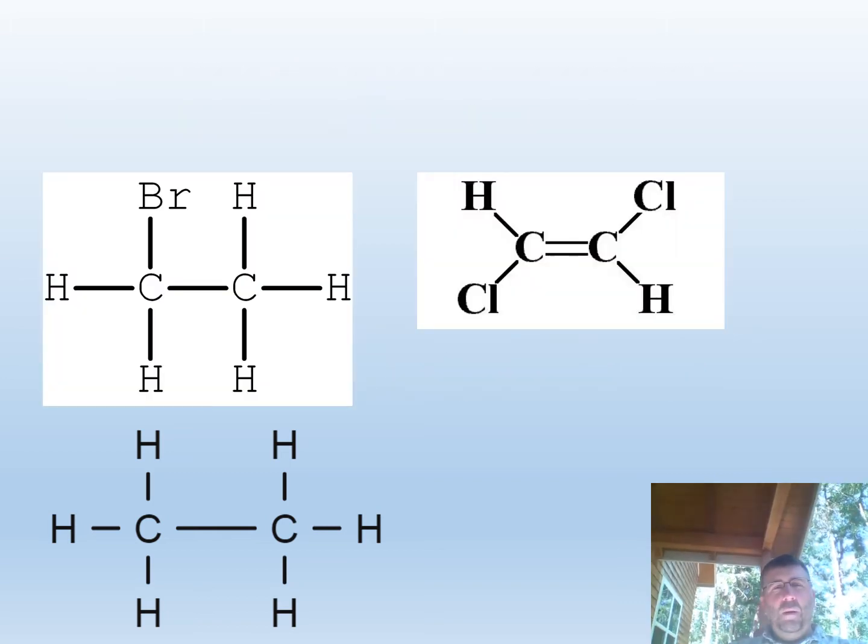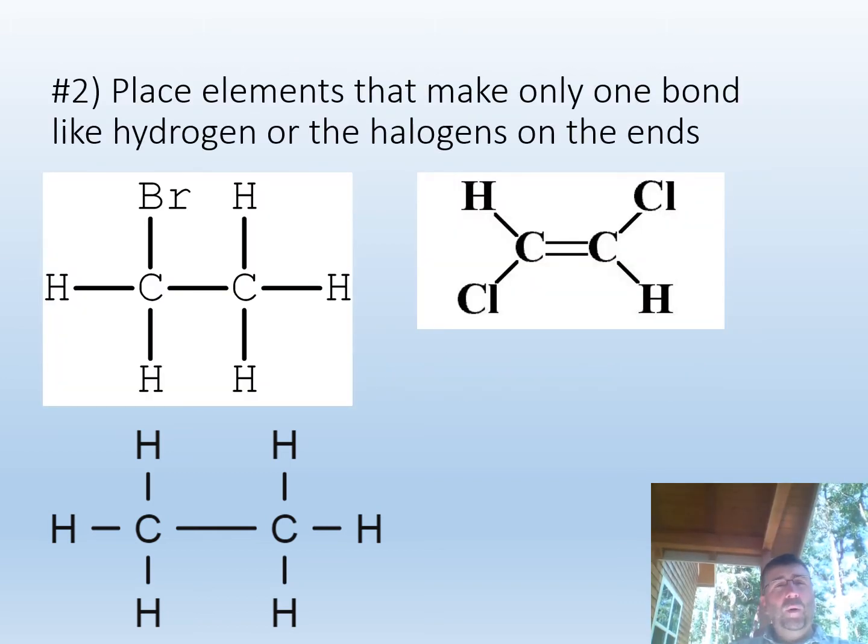So here's another example of rule number 2. So we know that halogens like chlorine and bromine and fluorine can only make 1 bond. So in the case of these 2 molecules up here, you'll notice that the bromine's sitting on the outside, it's attached to the carbon, and the chlorines are sitting on the outside. They can only make 1 bond, so they go to the outside. The carbons, because they can make more than 1 bond, are going to be sitting in the middle.